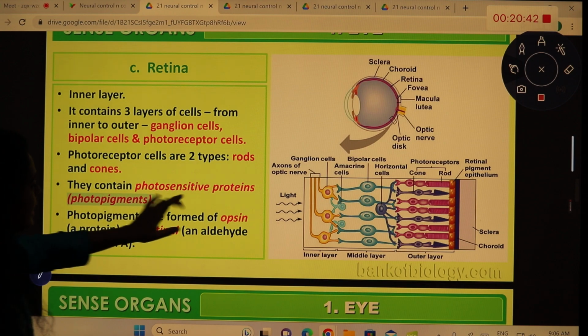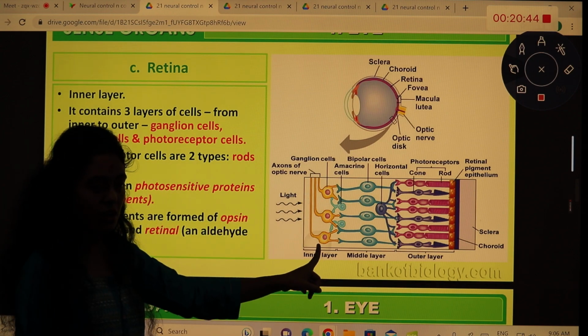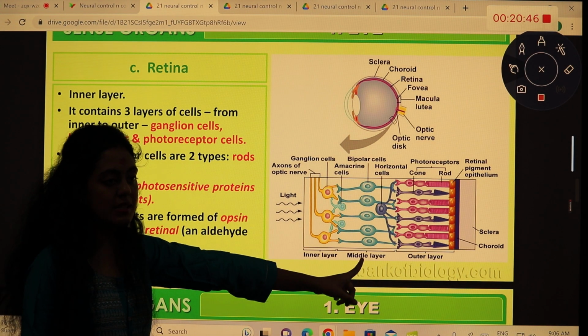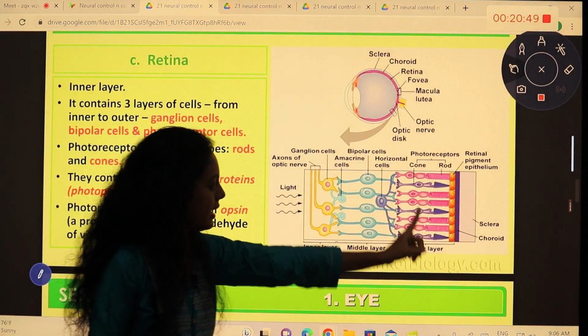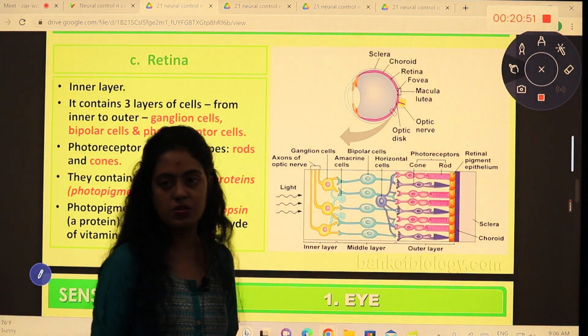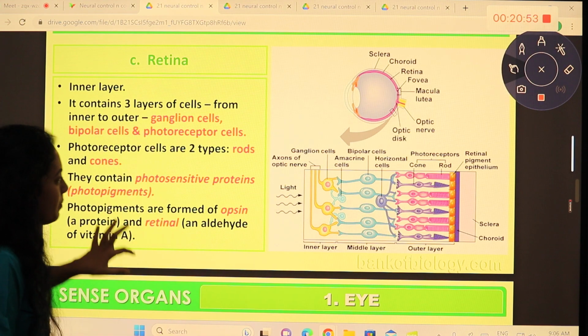So here you can see very nicely the inner layer, ganglion. The middle layer, what is it? Bipolar cell. The outer layer is made up of rods and cones. Very nicely they have given.